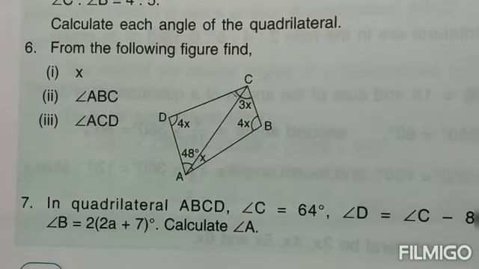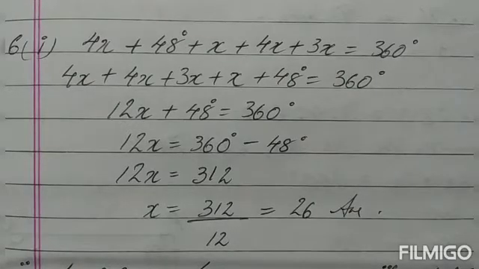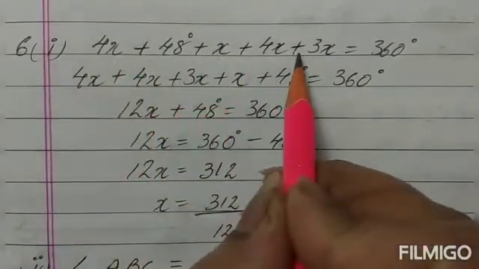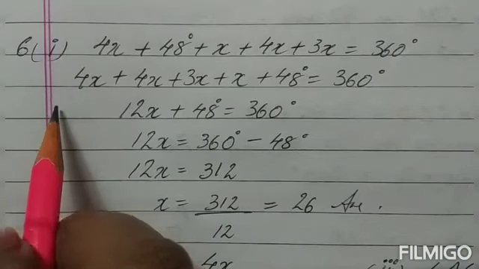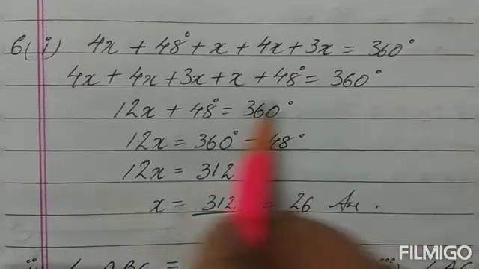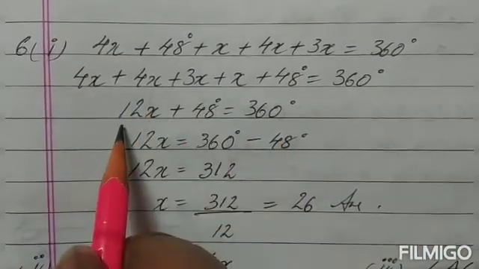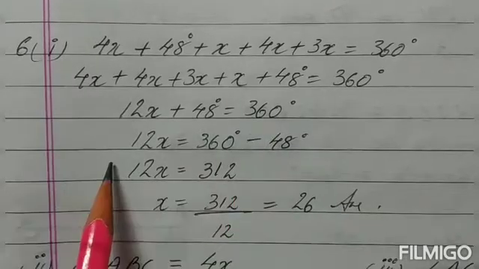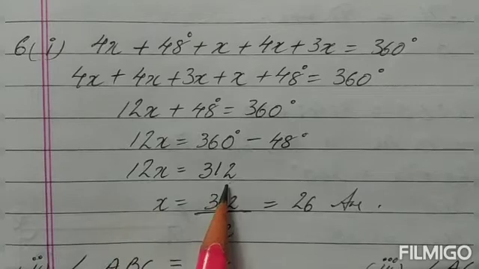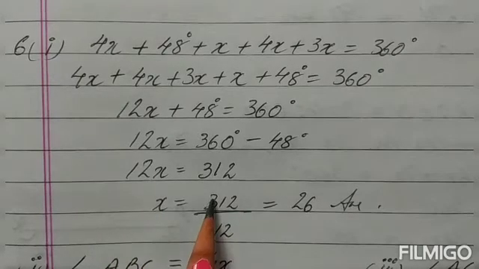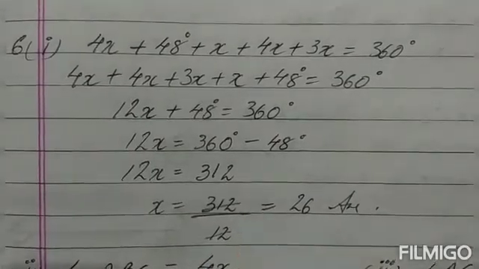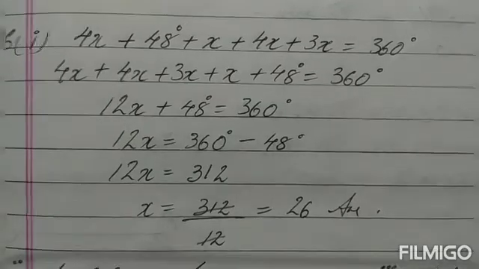Let's look at the calculation part. Look over here, I have written all the values together, and it is equal to 360. When you are rearranging, bring the like terms together and then add them up. 12x plus 48 is equal to 360. 12x is equal to 360 minus 48, as the 48 goes to the other side as minus 48. 12x is equal to 312 and x is equal to 312 divided by 12. When you reduce it, it is 26. So the value of x is 26.